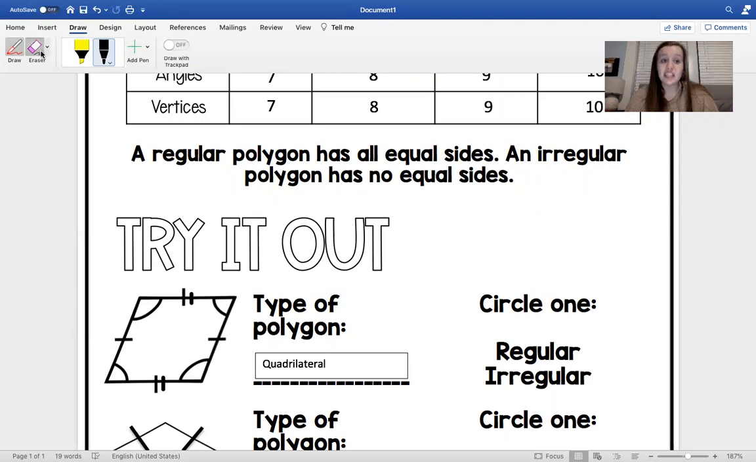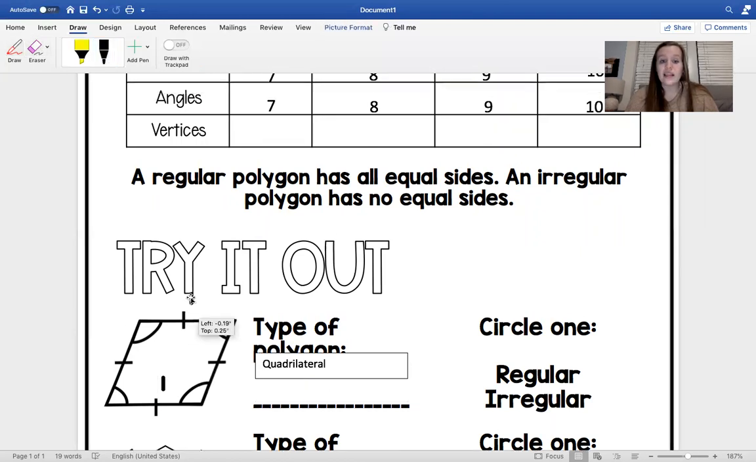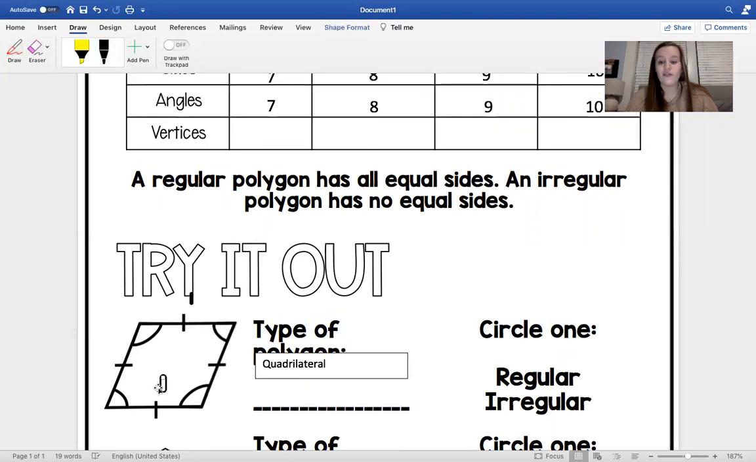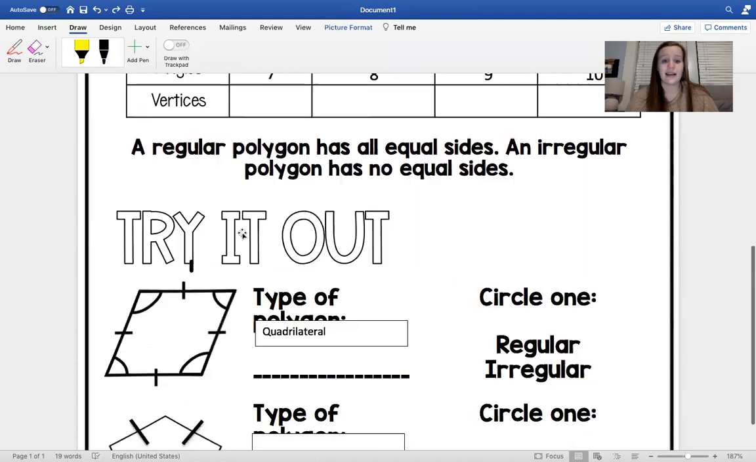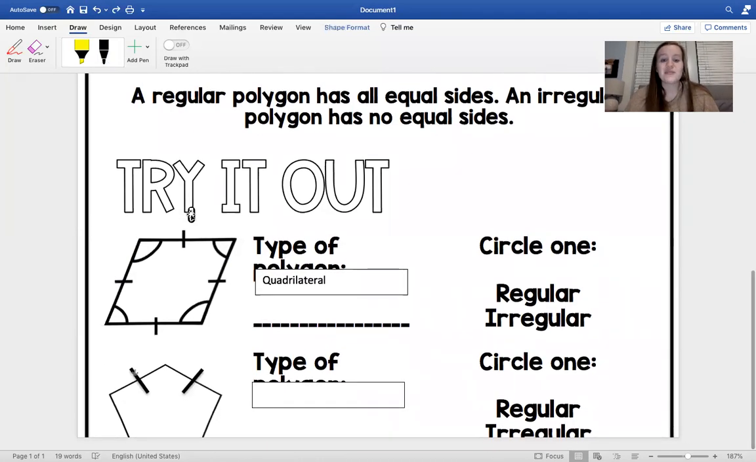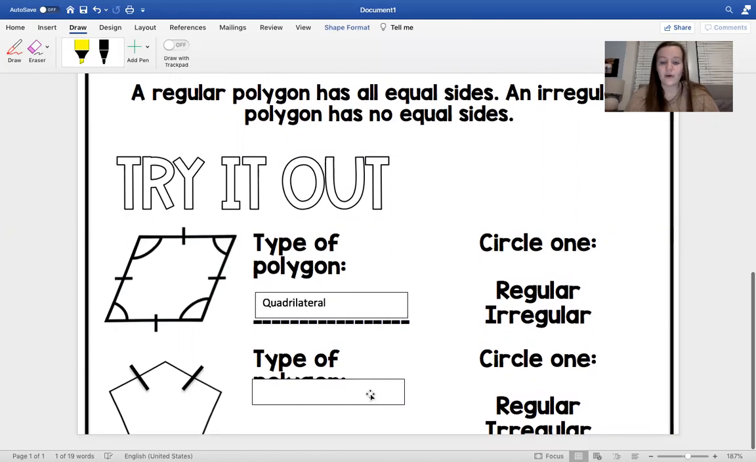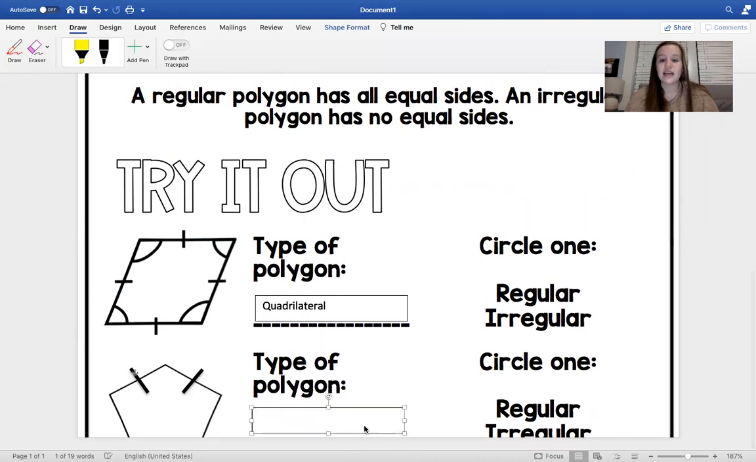But on this shape, it had one line on all four sides, which means, Miss Sally just made the whole sheet go away. Let's see if I can fix that really quick. Which means that all four sides are equal. And we know that if all four sides are equal, that means that we have a regular polygon.